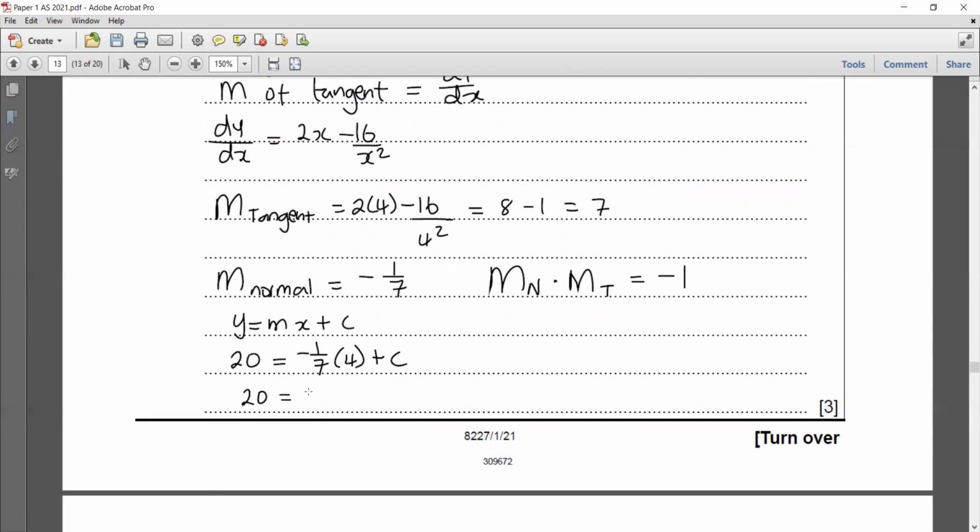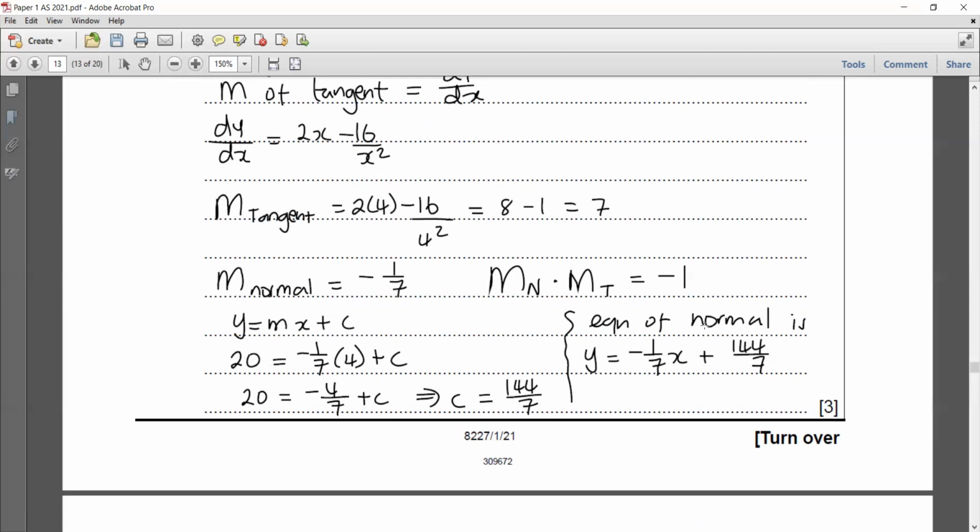So 20 is equal to 4 over 7 plus c. This means that c is equal to 144 over 7. And then you write down the equation: y is equal to negative 1 over 7x plus 144 over 7. Okay, right, so the equation of the normal is this one over here.